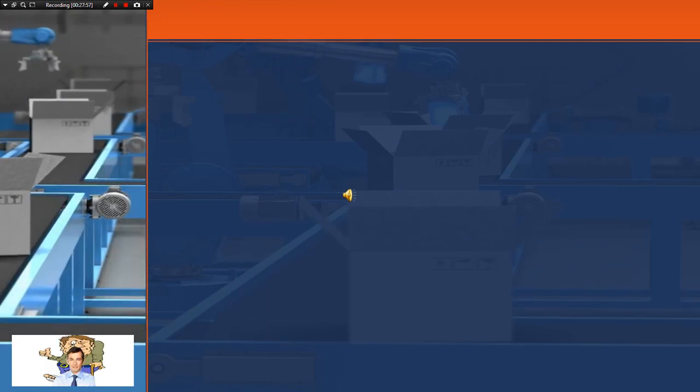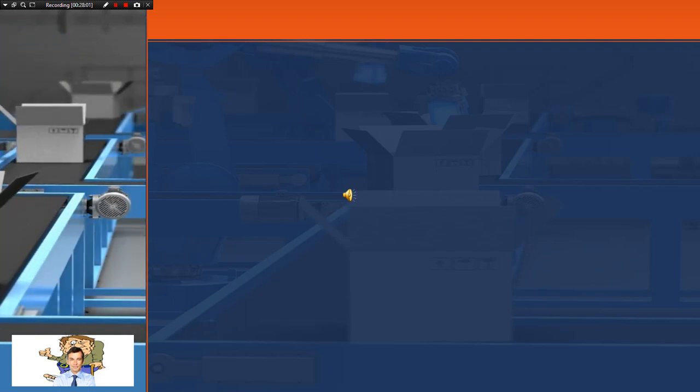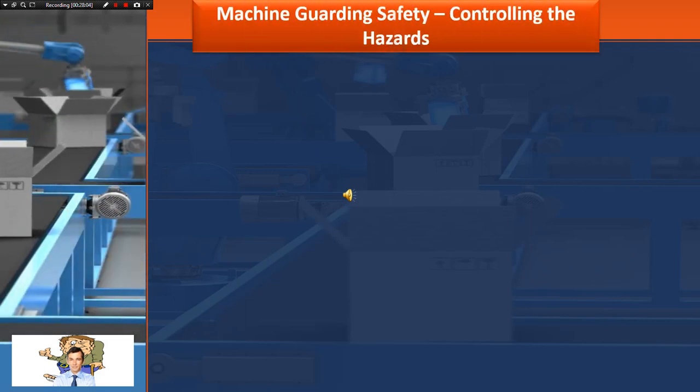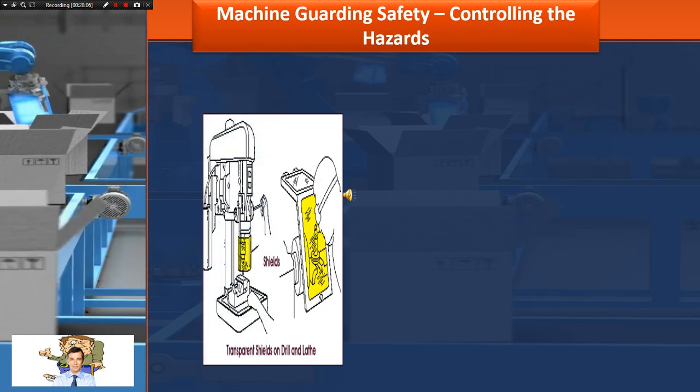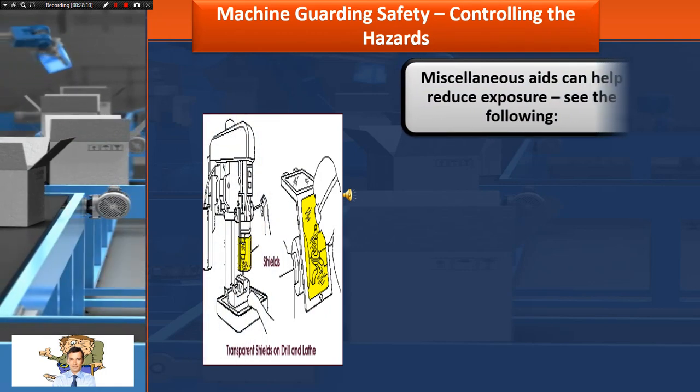Machine guarding safety, controlling the hazards. Miscellaneous aids can help reduce exposure. See the following. 1. Awareness barriers. 2. Protective shields. 3. Hand feeding holding tools. 4. Anti-restart devices.